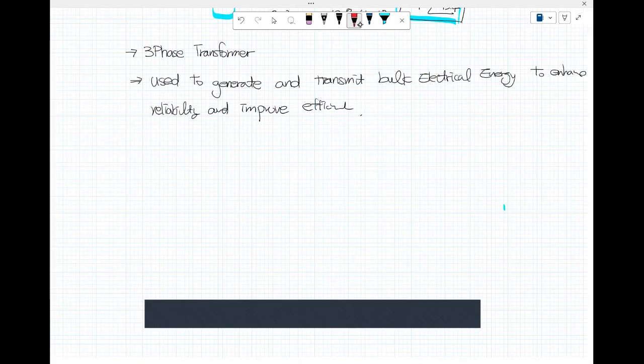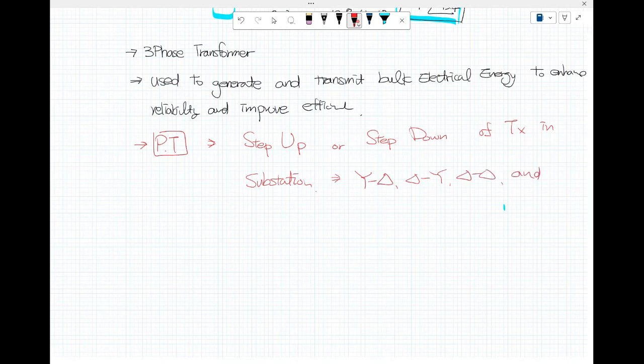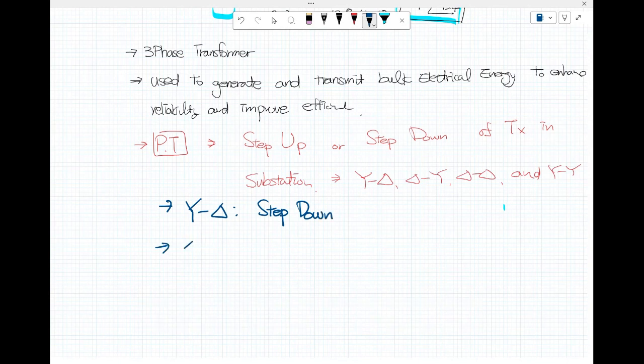So in the power transmissions, there was a step up, step down transformer in substation. They have four cases: Y to delta, delta to Y, delta to delta, and Y to Y. But usually they are used as Y to delta for step down, and delta to Y for step up.